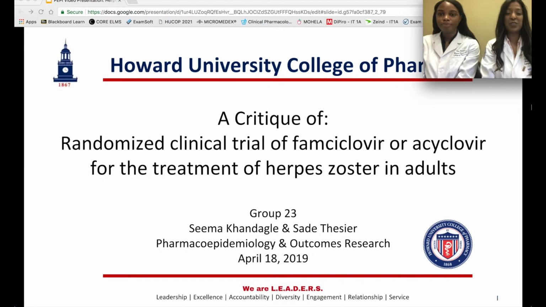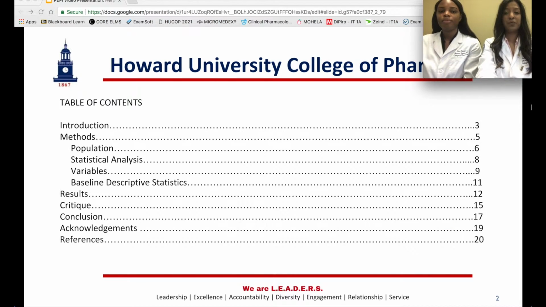We are Group 23. My name is Seema Khandagle, my name is Sade Thesier, and we will be presenting a critique of a study entitled Randomized Clinical Trial of Famciclovir or Acyclovir for the Treatment of Herpes Zoster in Adults.